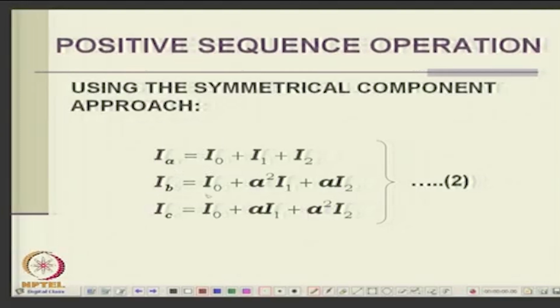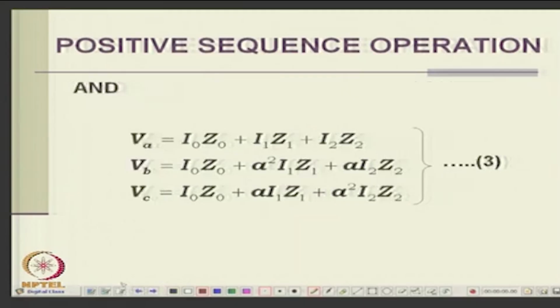And you know the currents IA will be I naught plus I 1 plus I 2, and IB will be I naught plus A square I 1 plus A I 2, and IC is similar. You are aware what the 3 currents will be using symmetrical components. And VA will be V naught plus V 1 plus V 2. V naught is I naught Z naught, V 1 is I 1 Z 1 and V 2 is I 2 Z 2. We have 3 impedances: Z 1 the positive sequence impedance, Z 2 the negative sequence impedance, and Z naught the zero sequence impedance.